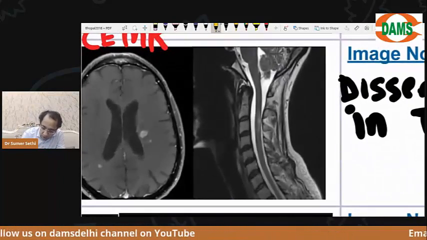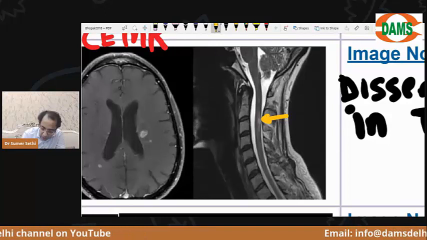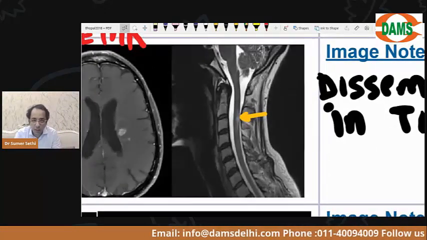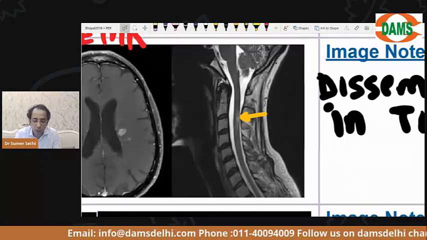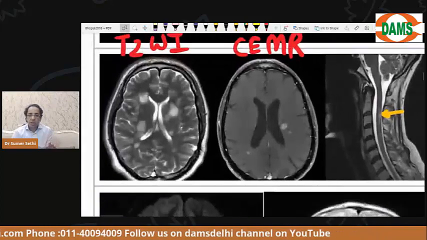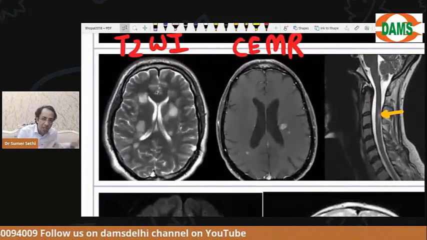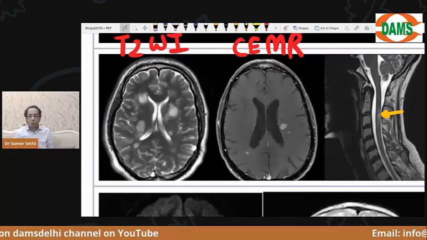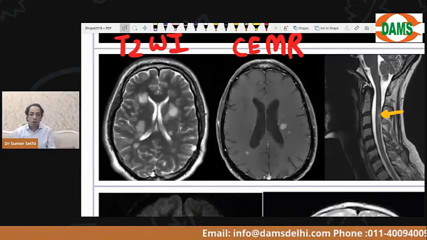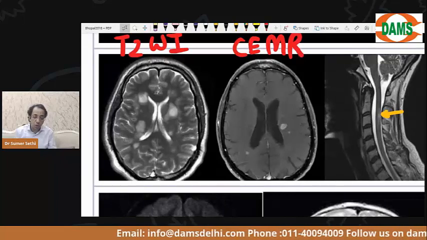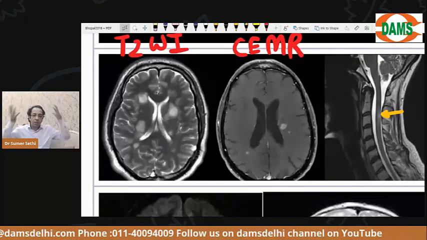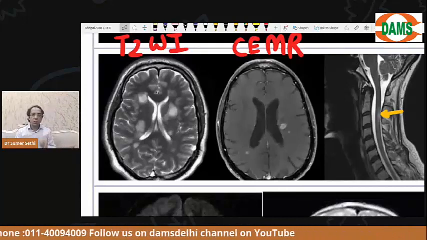Can you see a focal lesion in the spinal cord also? Cervical spine maybe, in the spinal cord, there is a focal demyelinating plaque. So now tell me, is the disease limited to brain or do you see it in the spinal cord also? It is more widespread. It is seen in multiple compartments. It is in the brain as well as in the spinal cord.